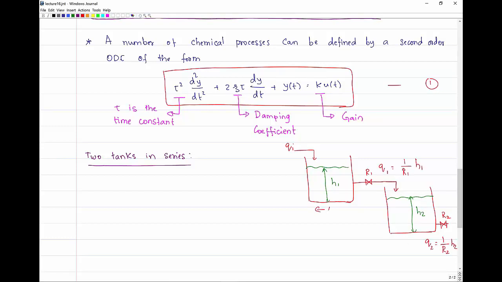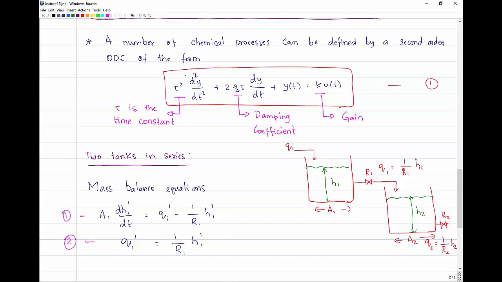differential equation. Now this must be somewhat obvious to you because we already know that each of these tanks is a first order tank. Their dynamics are defined by first order differential equations. So when you put these first order systems in series, the resulting system is going to have second order dynamics.